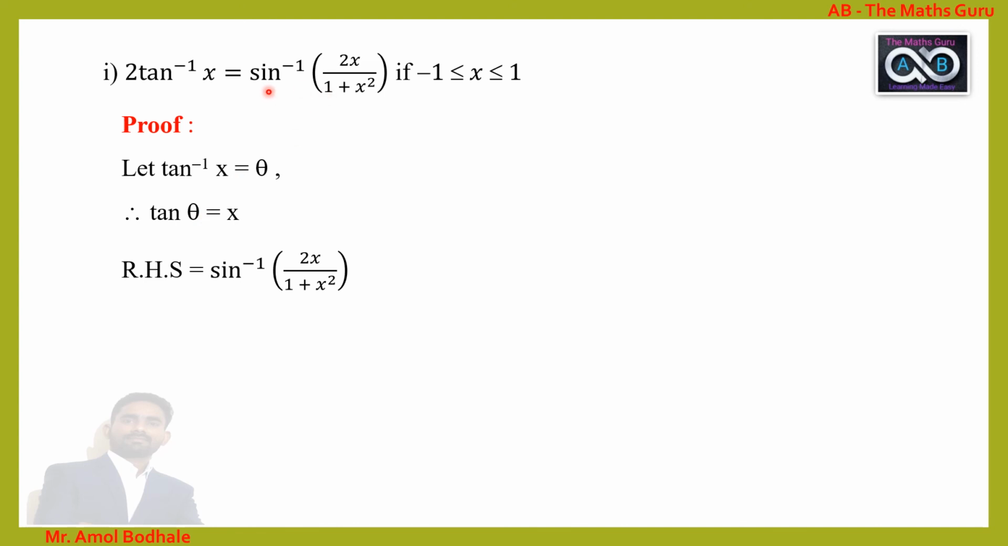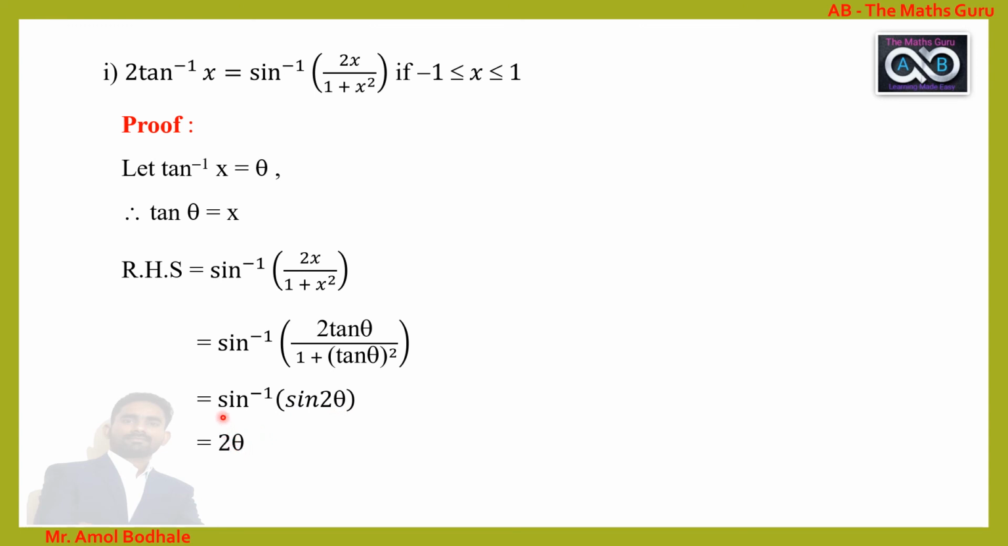Now we'll consider the RHS, which is sine inverse of 2x upon 1 plus x square. Now instead of x we'll put tan theta. So we'll get sine inverse of, in bracket, 2 times tan theta upon 1 plus tan square theta. Now 2 tan theta upon 1 plus tan square theta we can replace using the identity, which is equal to sine of 2 theta. Now using the inverse trigonometric function we can write sine inverse of sine 2 theta equal to 2 theta.